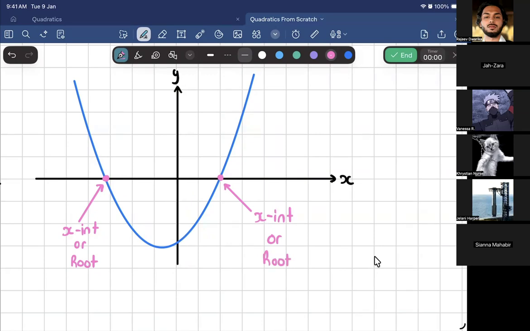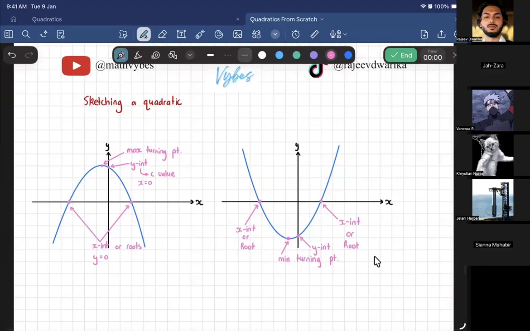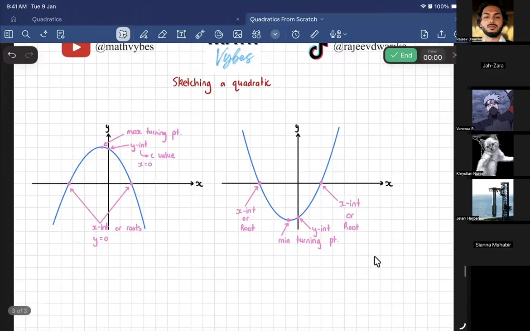Okay. Sienna, what would I call this? So you'd call that the y-intercept? Cool. What would I call this? The minimum turning point? Excellent. So, Christian, I think you understand now? Yes, sir. I understand it now. Nice. So if CXC asks you to sketch a quadratic, they're expecting to see all of this. So let me move on to actually finding one now.